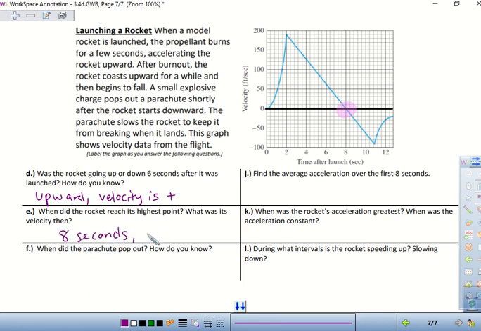And what was the velocity? 0. Good. So v of 8 is 0. The speed is 0 here because we have to change directions. When did the parachute pop out? Right around 11 seconds. And we know because it's no longer constant.